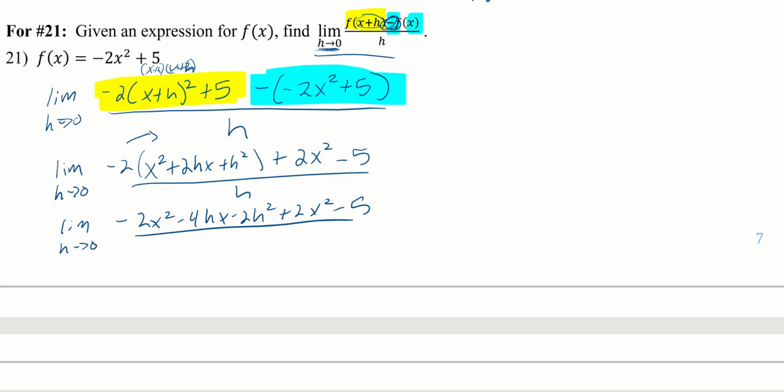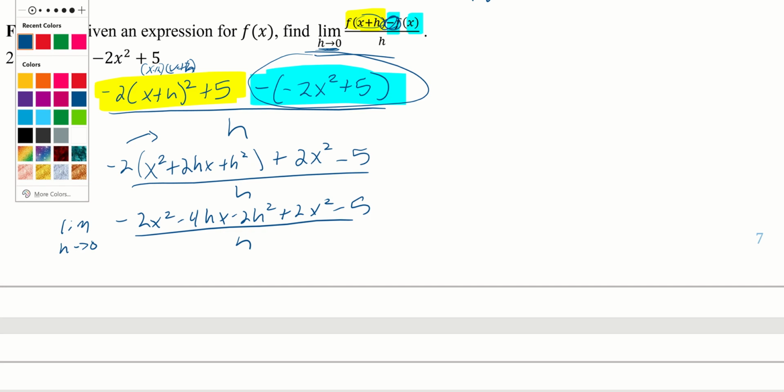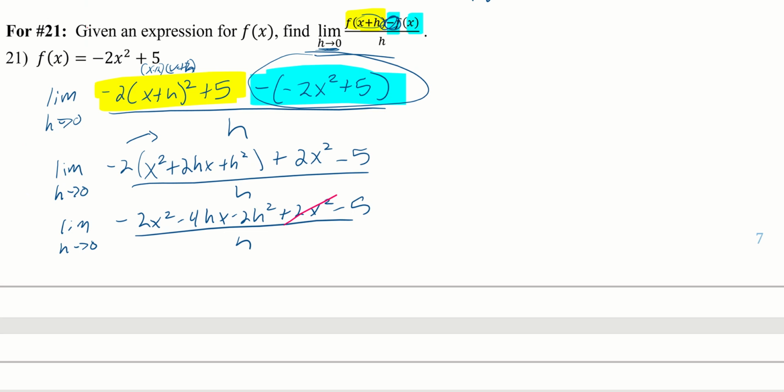What you're going to find out in this next step is the stuff that's highlighted in blue over here will always cancel out with the rest of the function. So if you notice, this guy is going to cancel out with this one, and this one cancels out with, oh, I forgot.